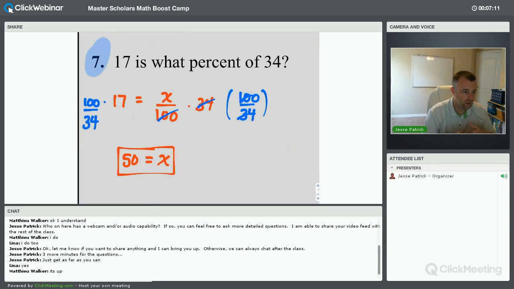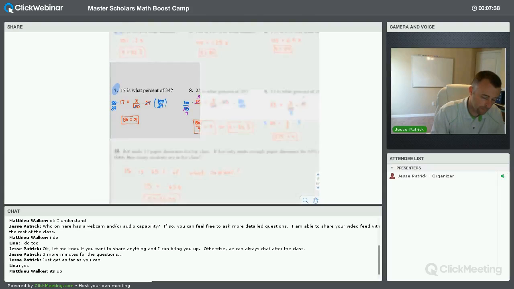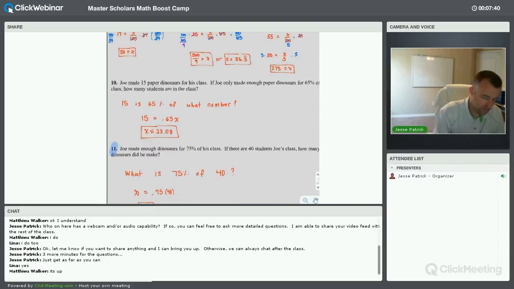So what you'll see on this one is I multiplied by the reciprocal. I thought of the 34 on top, the 100 on bottom. I treated it as the following equation: 17 equals x times 34 over 100, because that's the same as if you put the 100 over there. It's interchangeable when you're multiplying. So I multiplied by the reciprocal and got my answer from there, which was 50. Okay, that's number seven. And then the last one, I believe, was number 11.